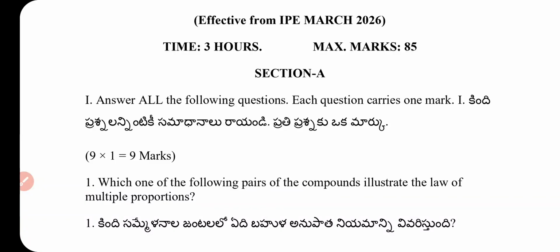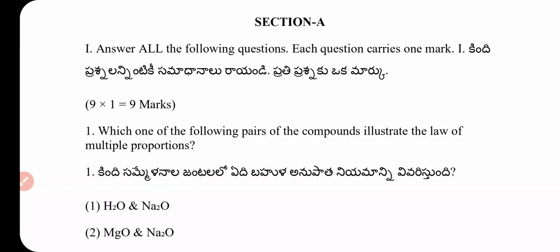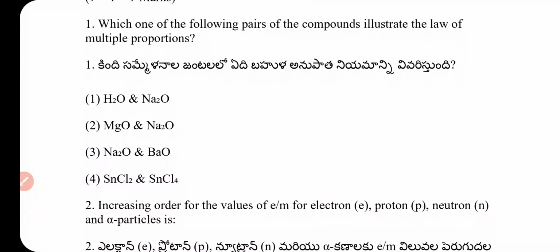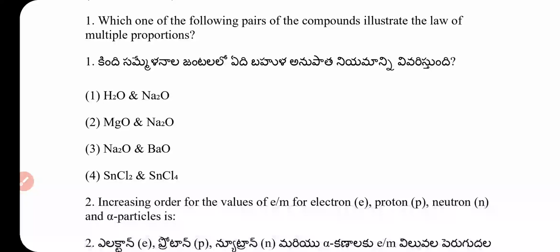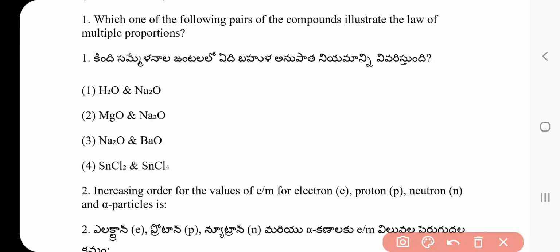Let's start the paper. Answer all the following questions. Each question carries 1 mark. 9 × 1 = 9 marks. Question number 1. Which one of the following pairs of compounds illustrates the law of multiple proportions? What is the correct answer? Option 4, SnCl2 and SnCl4.